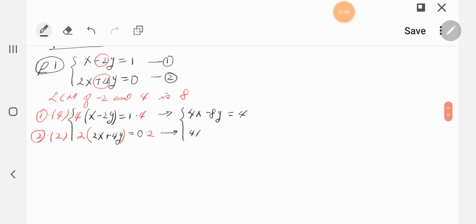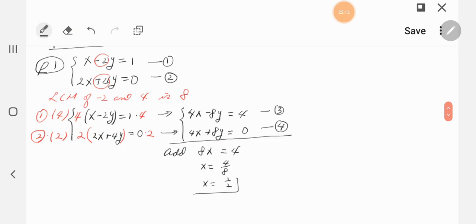Then this is 4x plus 8y is equal to 0 times 2, which is 0. So we have equations 3 and 4, the new equations. As you can see, the coefficient of y is one positive, one negative. So once we add these two equations, we get 8x is equal to 4. So x is equal to, divide each side by 8, x is equal to 1 over 2, right?